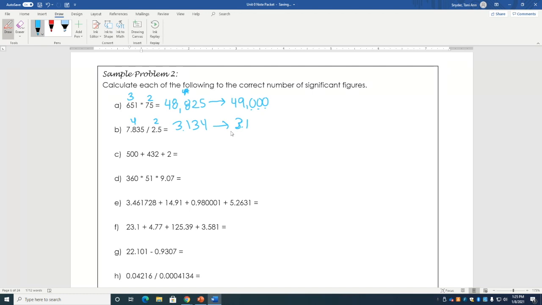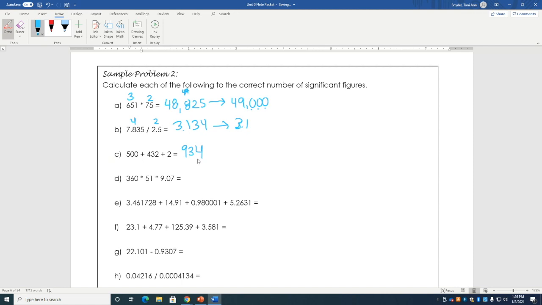C, again, just typing it in the calculator, 500 plus 432 plus another 2 gives me 934. It's much easier, I think, to just write the real answer down first, especially when you're just doing significant figure calculations. We have a different operation here, and therefore it's a different rule. So we are adding. Adding and subtracting uses the same rule, and multiplication and division uses the same rule.